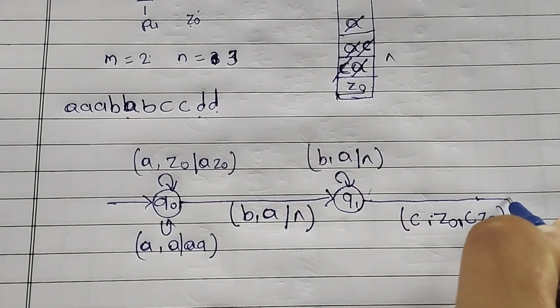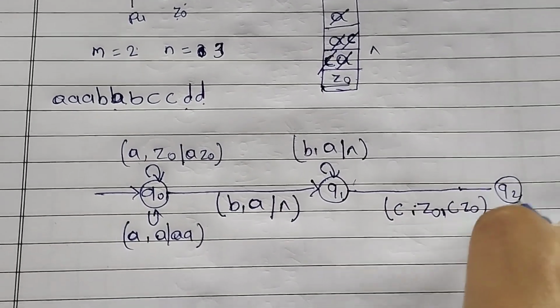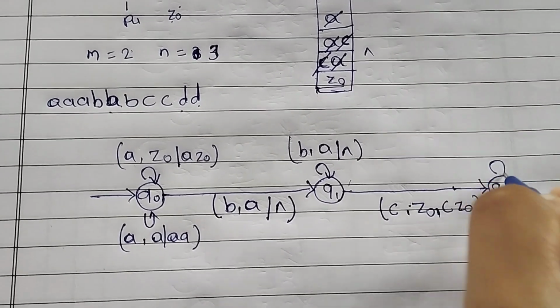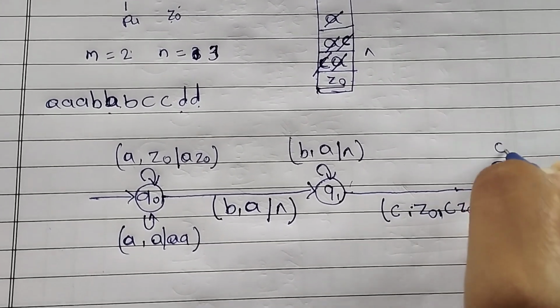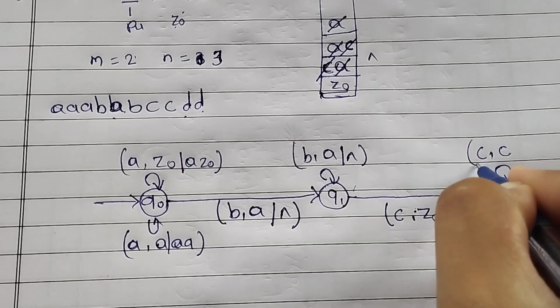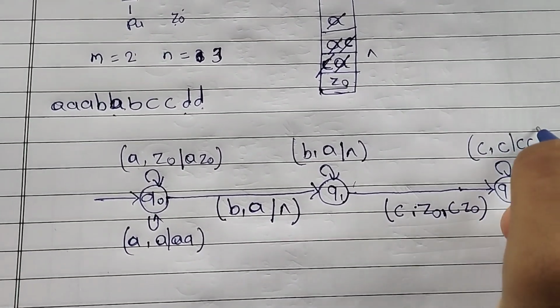And now we are in the second state, the Q2 state, and here also if n number of C's come and we read C when C is already present, then C.